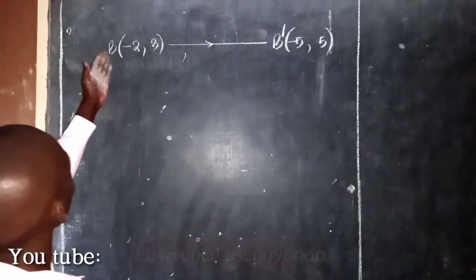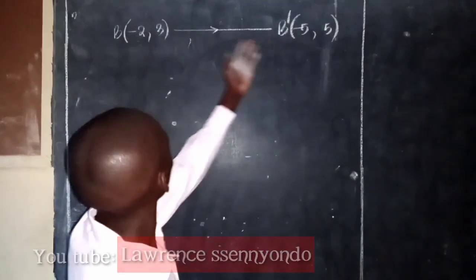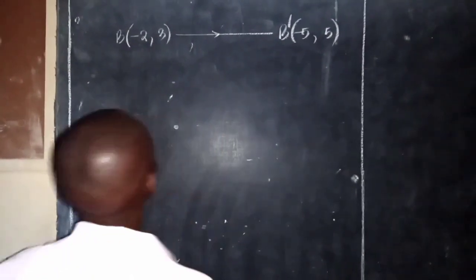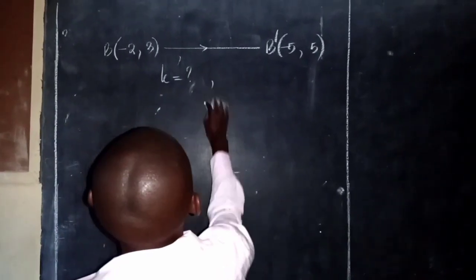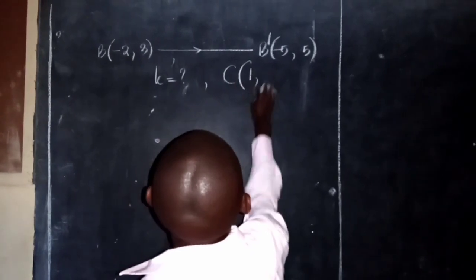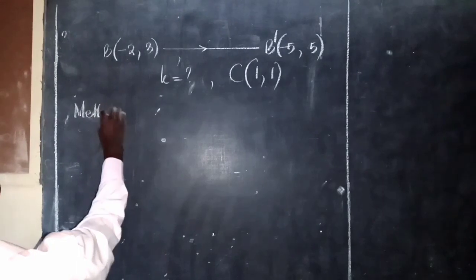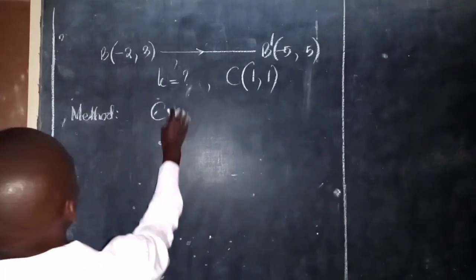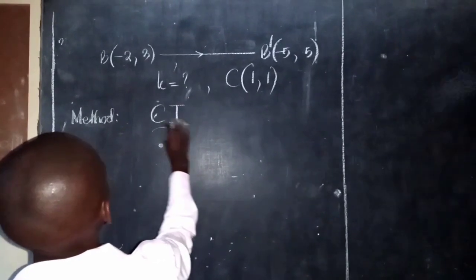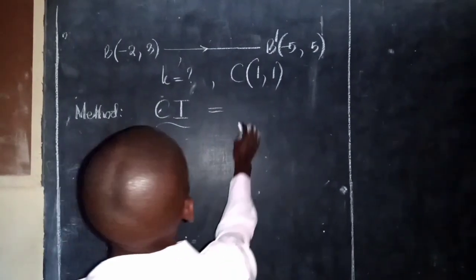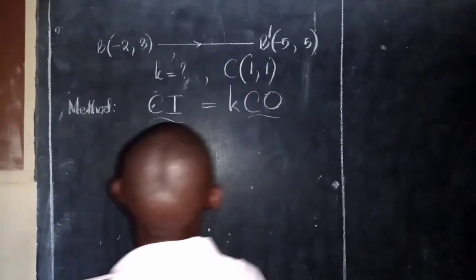So as we see, the object is B. It is mapped onto B prime, the coordinates as in the question. Our scale factor K is not known. However, the center of enlargement is known. It's 1, 1. Back to our conceptual approach method: center of enlargement to the image, that displacement is equal to the scale factor times the displacement from the center to the object.